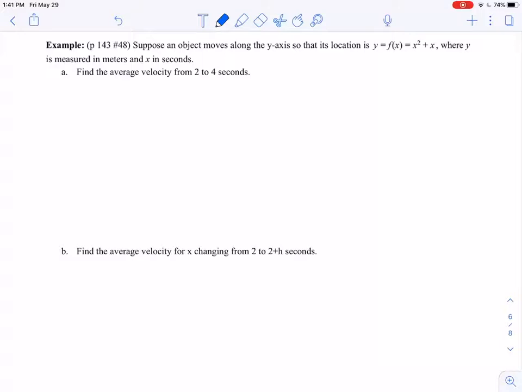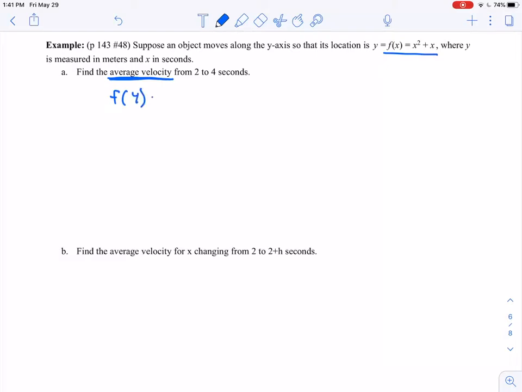So let's suppose that we have an object that moves along the y-axis so that its location is given by f of x equals x squared plus x, where y is measured in meters and x is measured in seconds. We're going to start by finding the average velocity from 2 to 4 seconds, and when we see this word average velocity, really this is the same as the average rate of change, so I want to apply that formula.